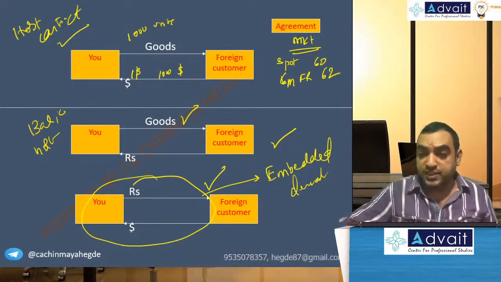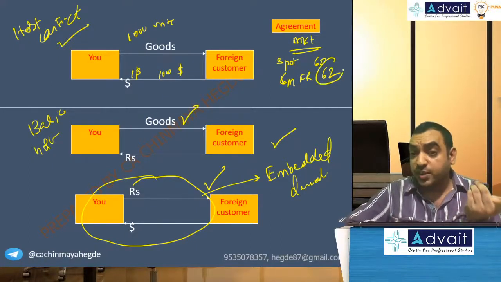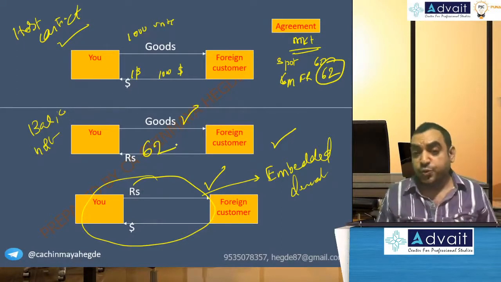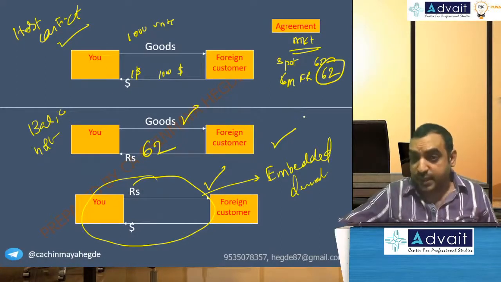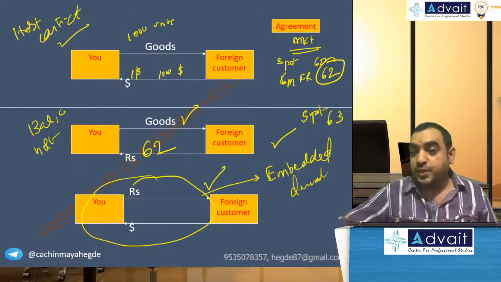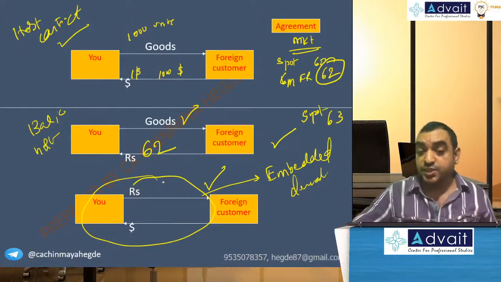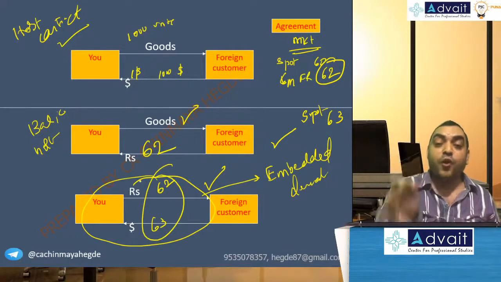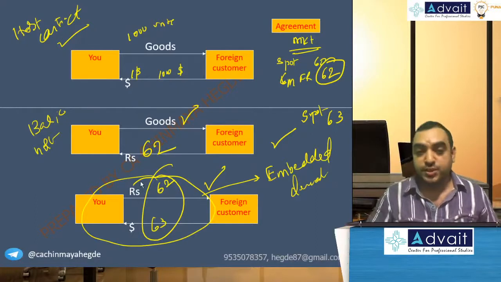And when you account on the settlement of sales, you account for the goods, and what was the goods worth? 62 rupees. And as on this date, 6 months later, if the spot rate happens to be 63 rupees, that means you have received 63 rupees for $1, and this difference of 1 rupee is the foreign exchange fluctuation.